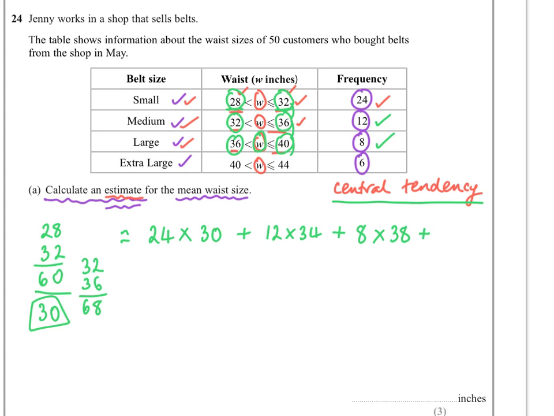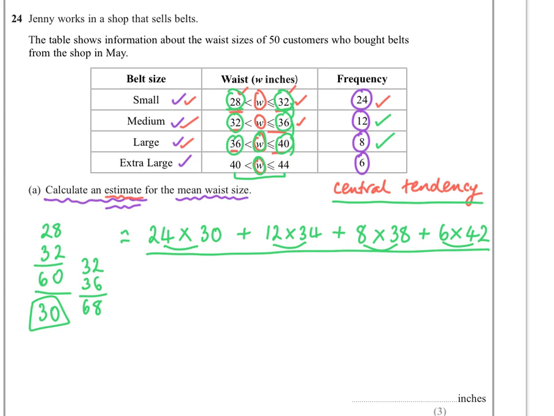And then lastly, 6 of the belts, and we can say the size was halfway here. And you can probably see halfway between 40 and 44. It's quite easy to see, and that's 42. So once we've done all those multiplications, all that means is all of the belt sizes added together. 24 of these, 12 of these, 8 of these, and 6 of these.